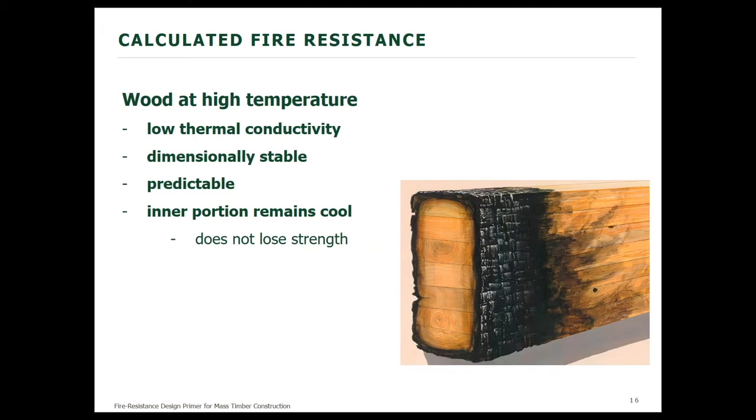This is basically a graphic to explain some of the basic understandings behind the calculated fire resistance of exposed wood. It has low thermal conductivity, dimensional stability, and predictability, and the portion inboard of the char remains cool, which means it does not lose its strength.